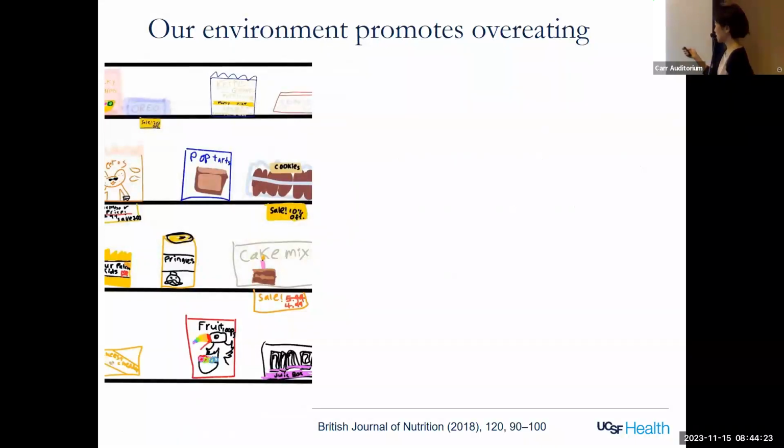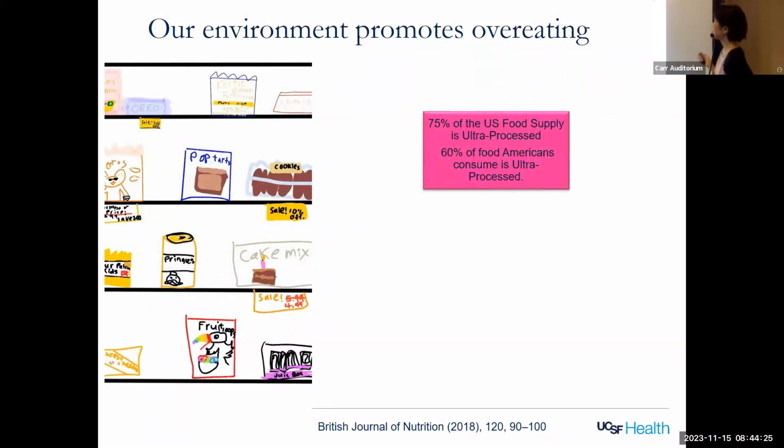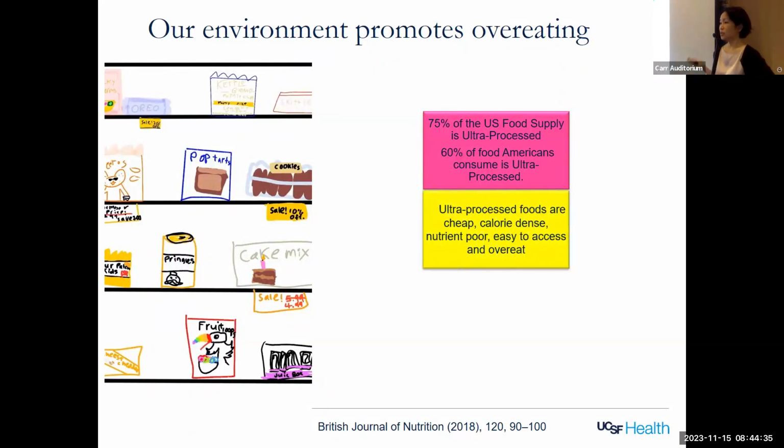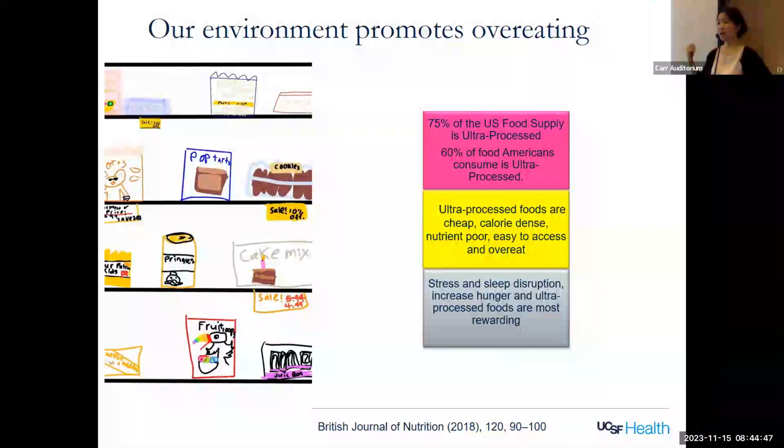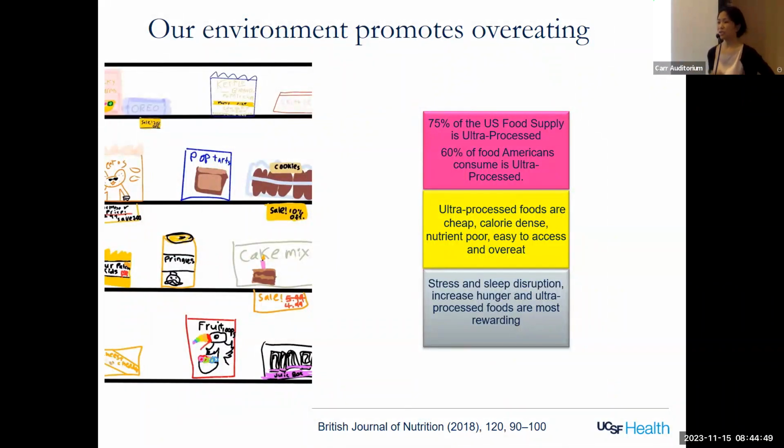So our environment promotes overeating. 75% of the US food supply is ultra processed, and I'll explain what that is. And 60% of the food that we consume is ultra processed. Ultra processed foods are cheap, they're calorie dense, they're nutrient poor, and they're very easy to excess and overeat. And sleep disruption and stress increase hunger, and ultra processed foods are the most rewarding.